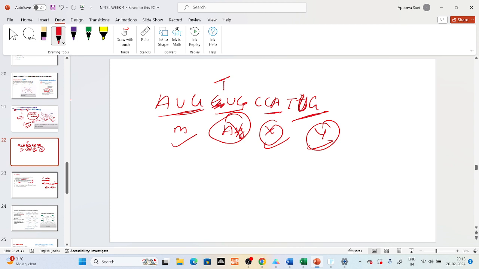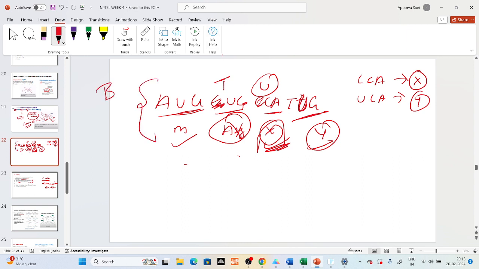Now, in the context of base modification, suppose C is modified to U. Earlier CCA used to code for X, and UCA would code for some other protein Y. So this protein X is getting affected, and nothing else is getting affected. This is your base modification. So base modification will only affect that particular codon of which the base is getting affected, right?